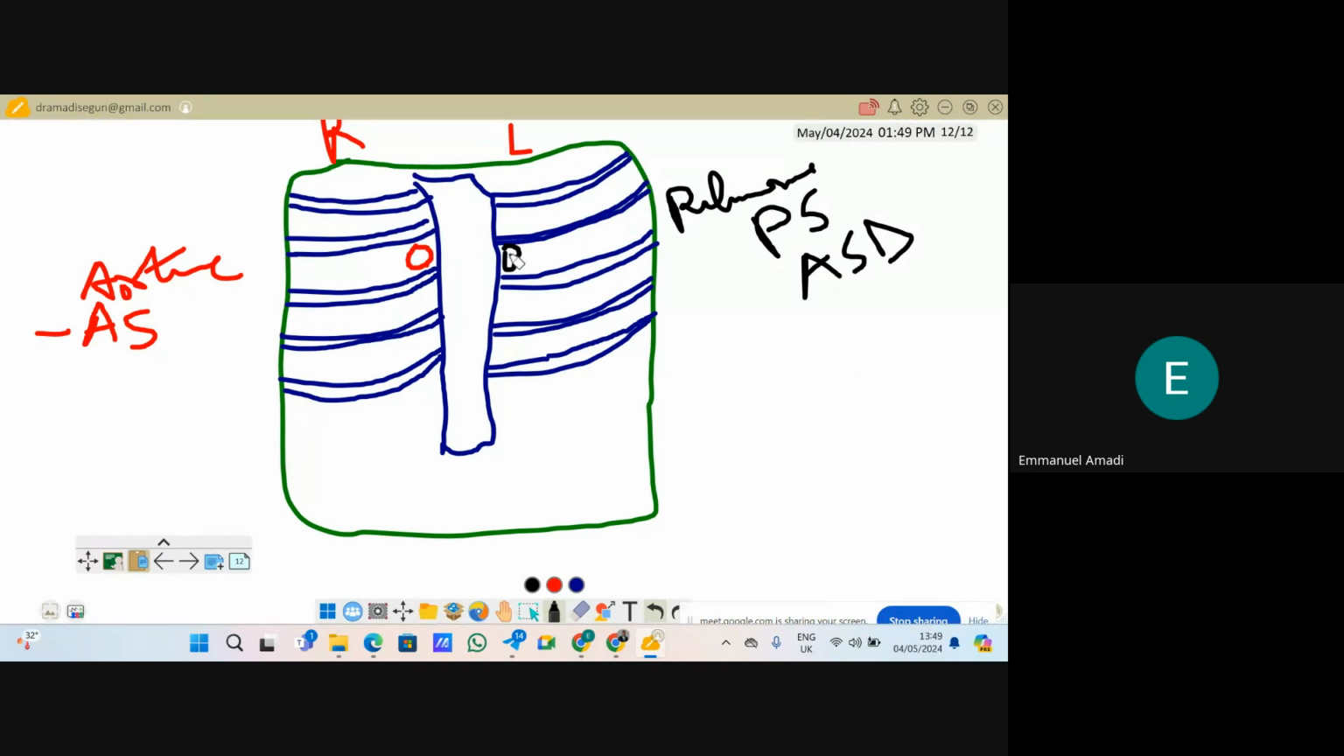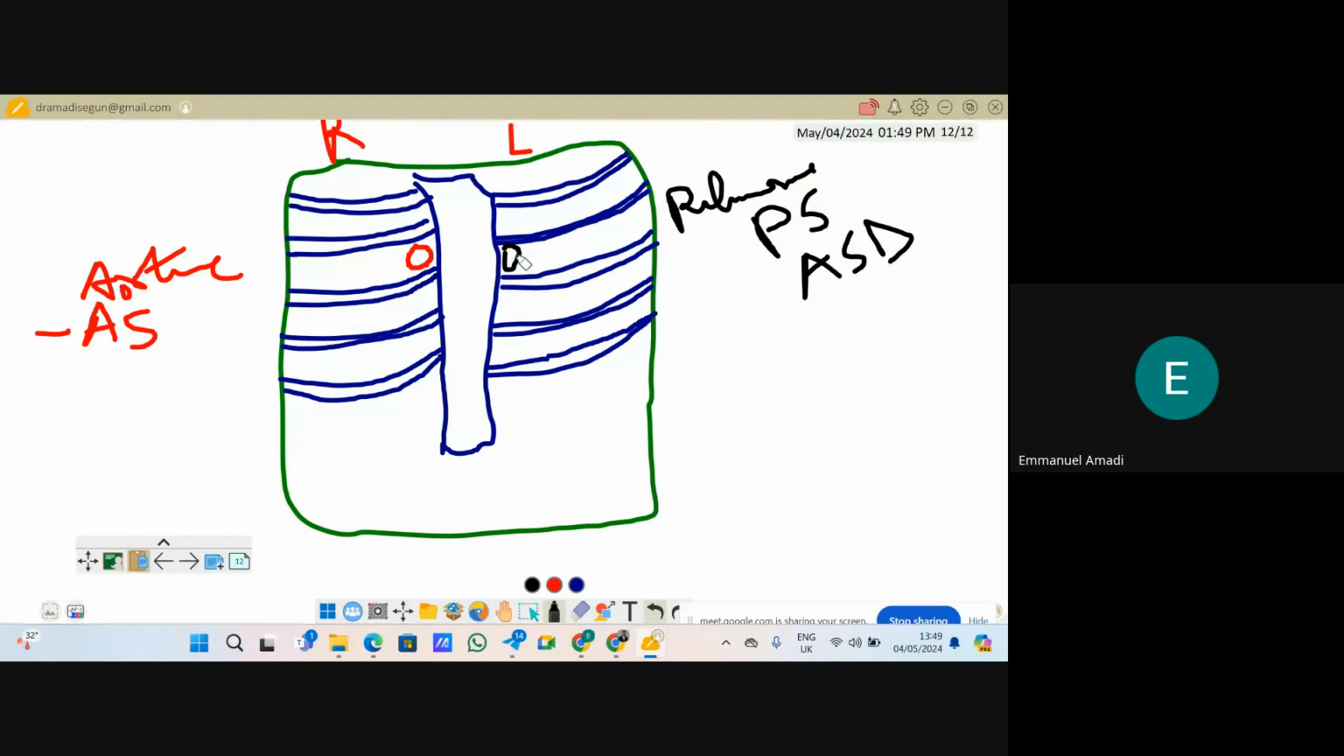Now, if you look at it, this is called the left upper sternal border. That is another name you call this pulmonic area, left upper sternal border. So there are three names they can use there. They can tell you the murmur was heard at the left upper sternal border, or at the pulmonic area, or at the second intercostal space, left side of the sternum. Three of them are talking about one thing.